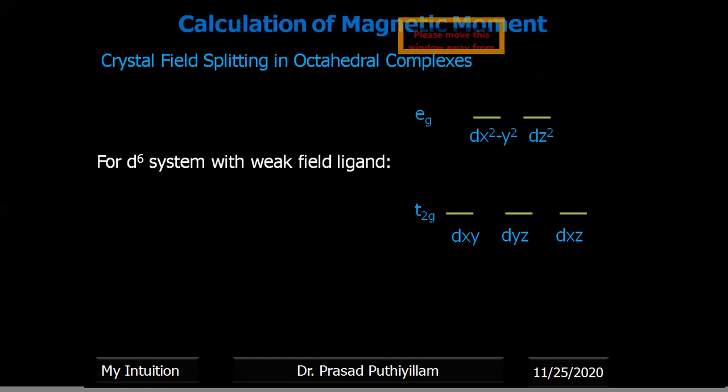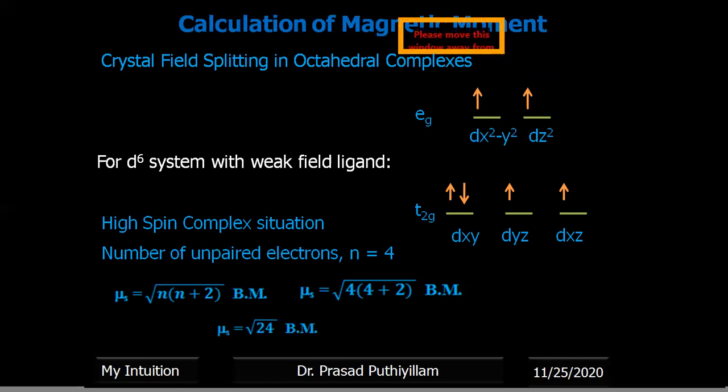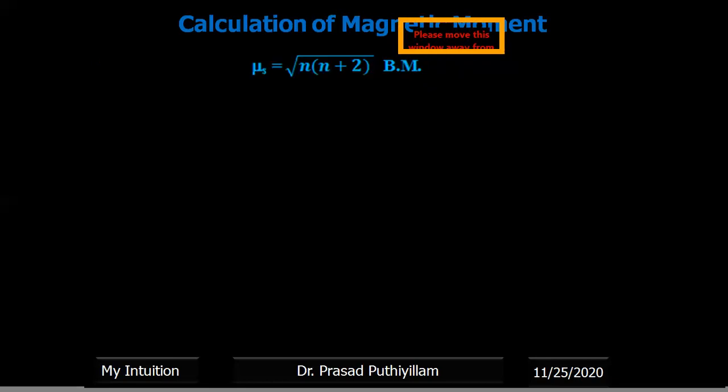Therefore, let us write the electronic configuration. Pairing is not preferred, so after 5 electrons, the 6th electron will undergo pairing in T2G. Therefore, it is a T2G4 EG2 system, which is the electronic configuration of this complex. It is a high spin complex. The number of unpaired electrons is 4: 1, 2, 3, 4 unpaired electrons are there. If you calculate the spin-only magnetic moment, substituting n as 4, it becomes square root of 4 into 4 plus 2, that is square root of 24. The value is 4.9.